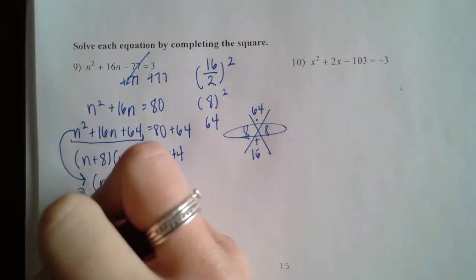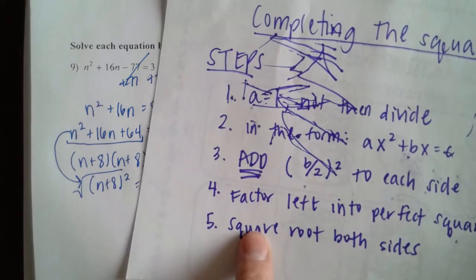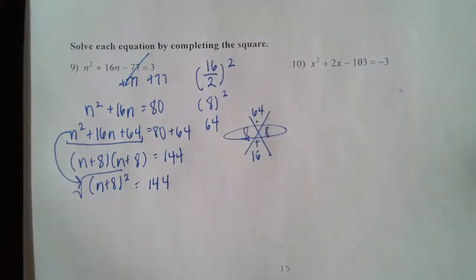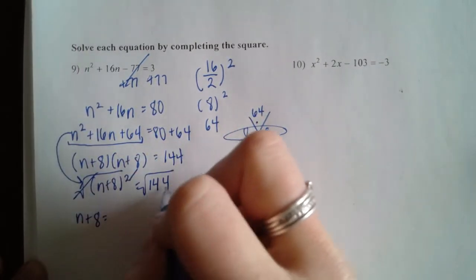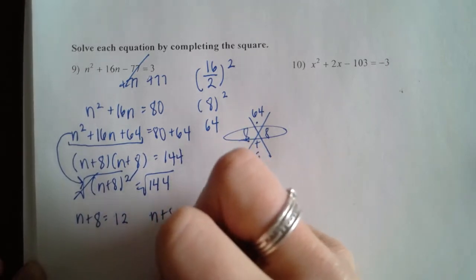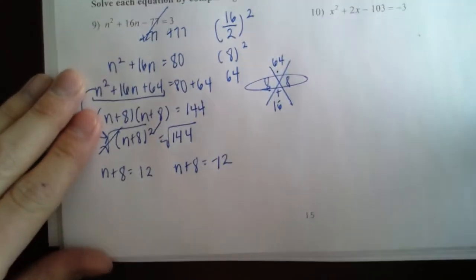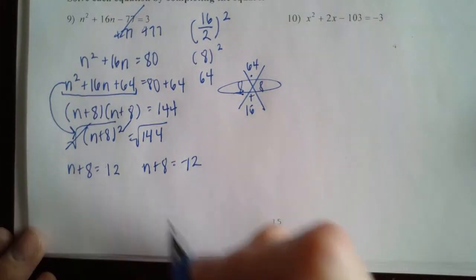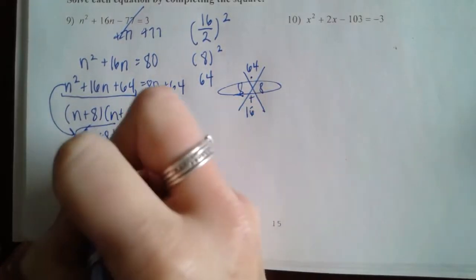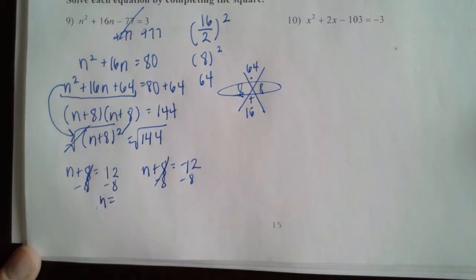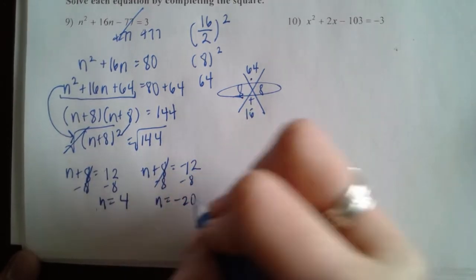Okay, so now we have to get this by itself, so we are going to do our next step. So we factored, and now we're square rooting both sides. Number 5. Okay, so we square root, and now I have n plus 8 equals positive 12, or n plus 8 equals negative 12, because we are not sure which would be the correct answer. So we have to have both because we took a square root. Minus 8 on each side. n equals 4, and n equals negative 20.